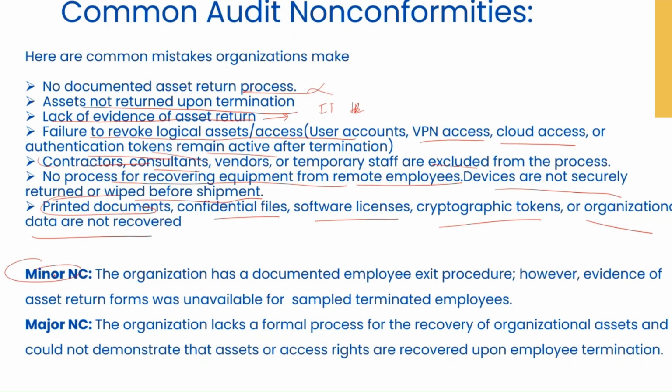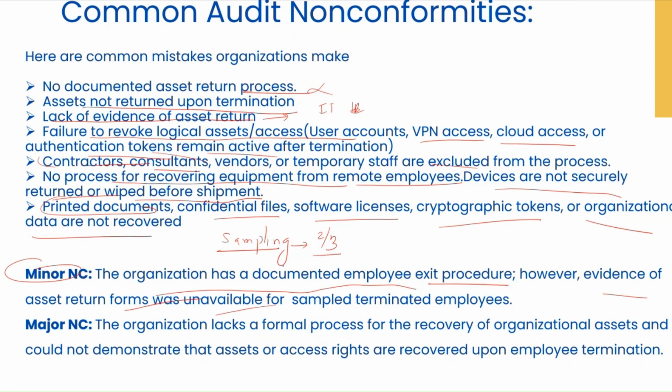What are the minor non-conformities? The organization has a documented employee exit procedure. However, the evidence of asset return forms is not available. During audit, what happens? Sampling happens. You know what sampling is? Sampling is like picking two or three incidents and then verifying them.